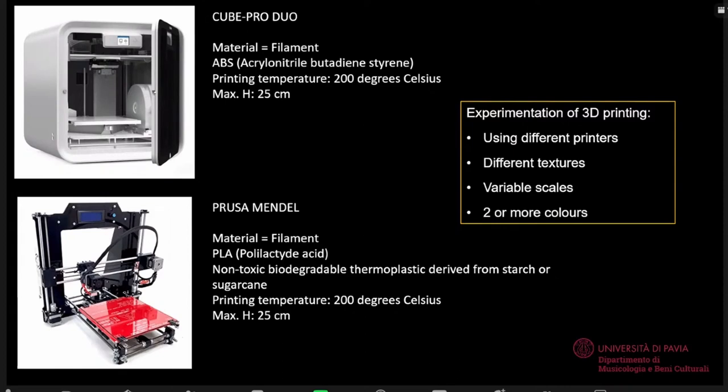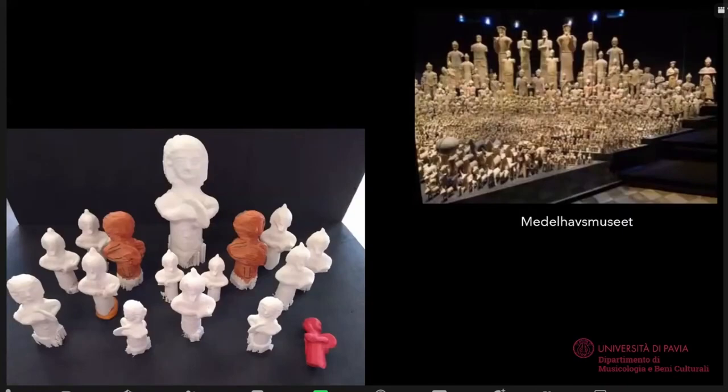I think both were donated by the Friends of Museums and other associations. And the whole point of experimenting with printing them was, first of all, to learn how to use their 3D printers, and also to experiment with different textures, scales and colors. And you see there the technical specs. But the idea that we wanted to convey here was the idea of multiplicity, of different scales, of probably different layers of symbolisms.